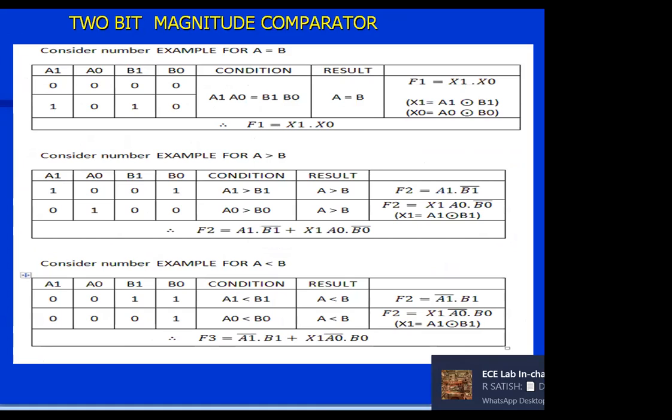Just as I indicated the table here, you have to write the table in the same fashion, and you have to write the conditions with 2 to 3 examples. A equal to B, 2 conditions; A greater than B, 2 conditions; A less than B, 2 conditions for the 4-bit magnitude comparator.